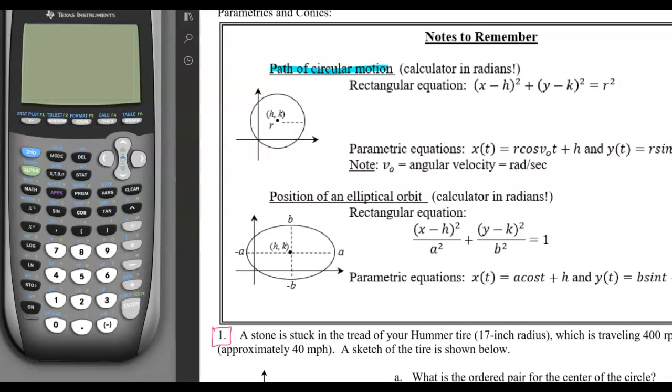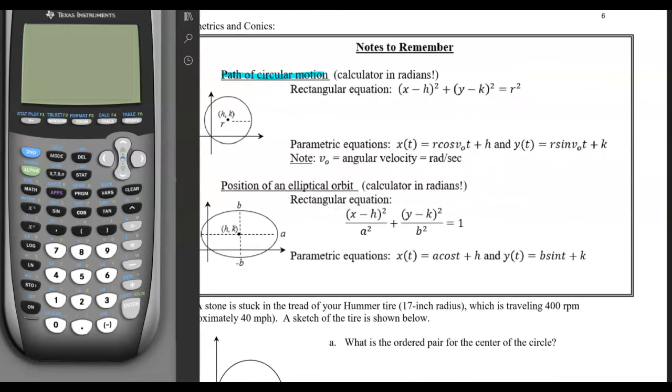We need to know these equations. Would you have to memorize them if we were in school? I'm not too sure. I think that we would still give them to you, but lucky enough for you guys, we do always have this paper in front of us. Anytime we're dealing with circular motion and they want us to write parametric equations for circular motion, we're going to use this equation for the x parametric and this equation for the y parametric.